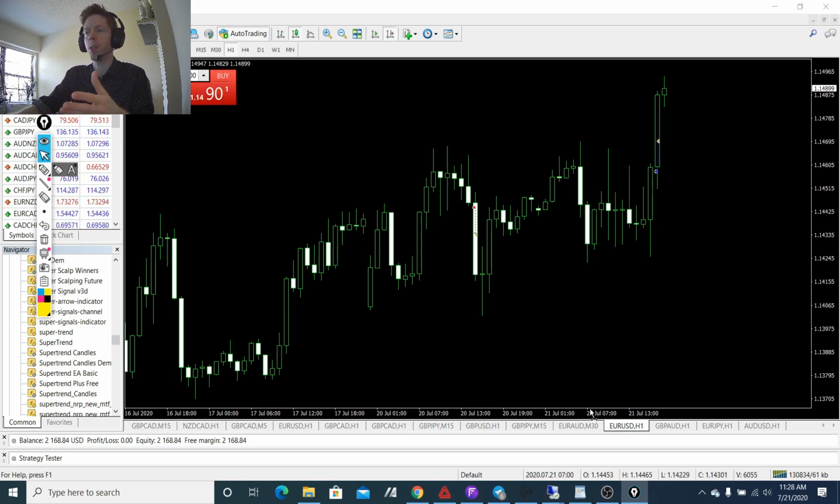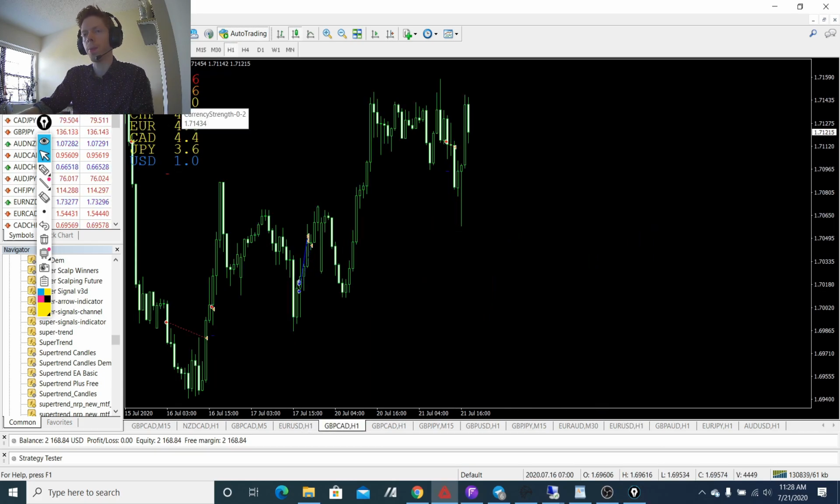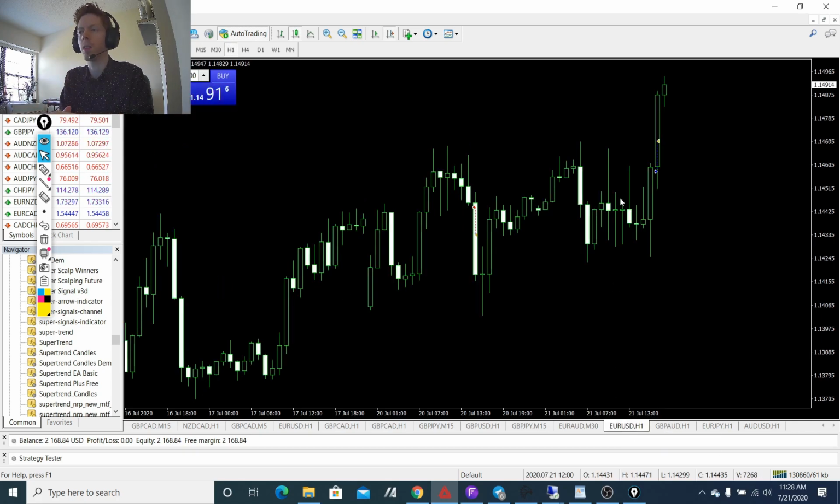You could potentially use a strength meter, like I have right here, showing me the strength of the Aussie dollar. The Aussie dollar is the strongest and the US dollar is the weakest. And you could use something like that to give you knowledge of where things are going with the pair that you're looking for that setup on.